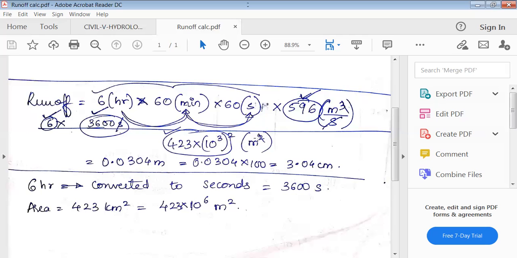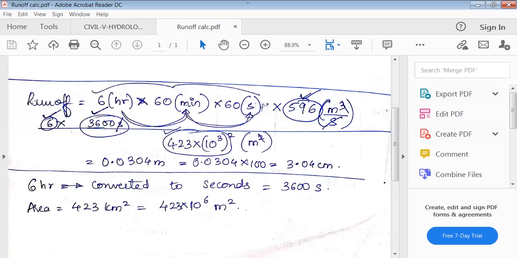Then, this is in terms of meter square, so you have to square the value. So it is 10 to the power 3 into, only you have to square this 3, because we want it in terms of meter square. Now the values here: 6R is converted to seconds, that's how it's 3600, and area is converted from kilometer square into meter square, so it is 423 into 10 to the power 6.